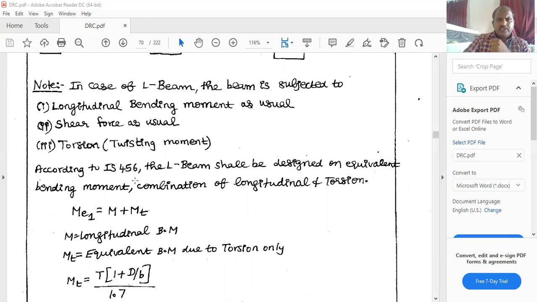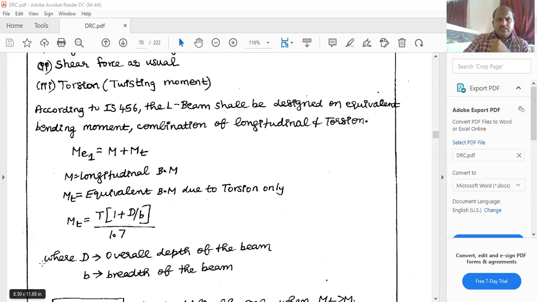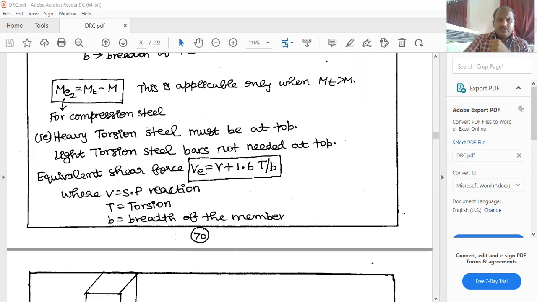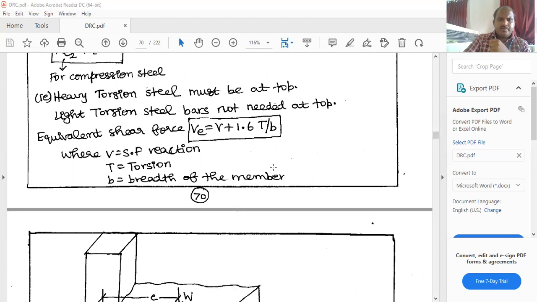According to IS 456, the L-beam shall be designed for an equivalent bending moment, a combination of longitudinal bending and torsion. So that is Me1 = M + Mt. M is nothing but the longitudinal bending moment, and Mt is the equivalent bending moment due to torsion, where D is the overall depth of the beam and B is the breadth of the beam. Next, for example, heavy torsion steel must be at the top. Light torsion steel is not needed at the top.